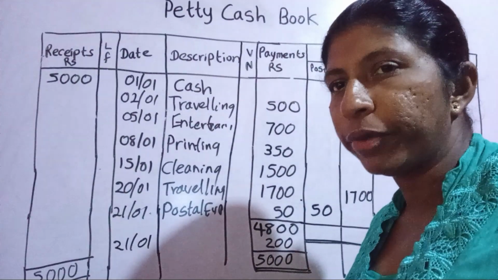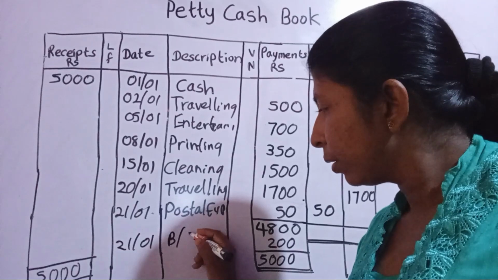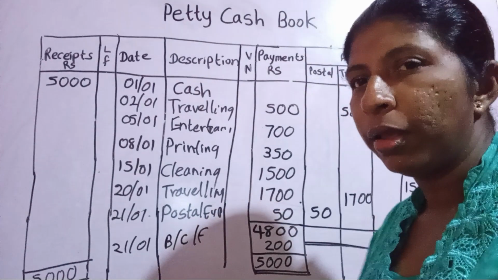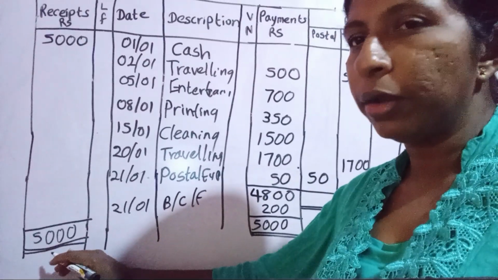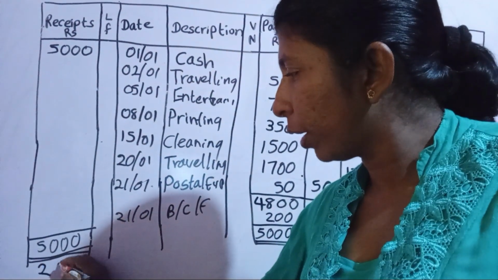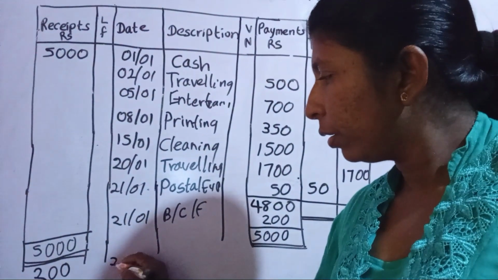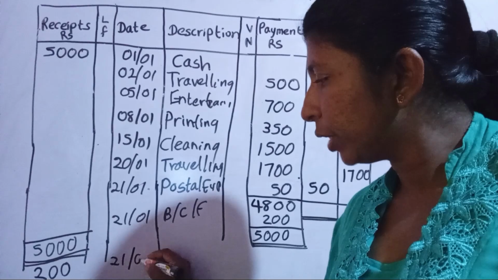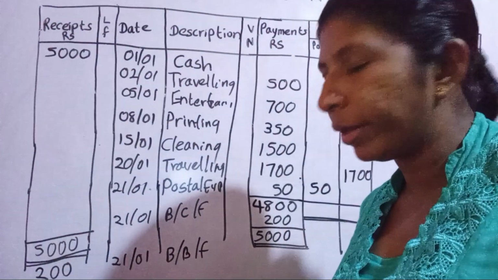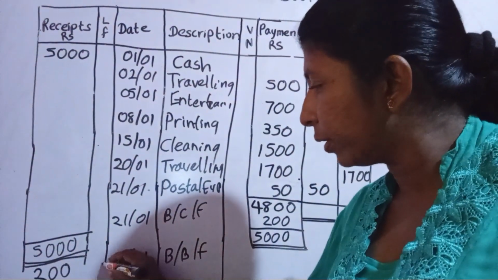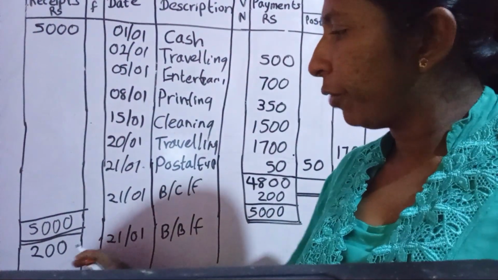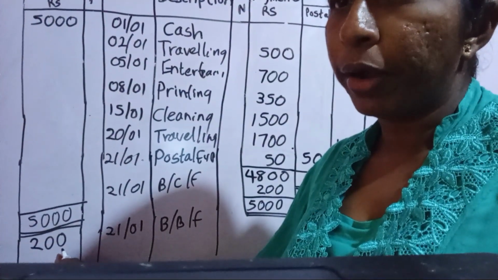You write here 21st January, balance carried forward. Balance carried forward 200. After this 5,000, we have to write the brought forward balance. It is 200. Again, the date is 21st January. Balance brought forward. Next line you have to write balance brought forward. This means we have 200 balance here.